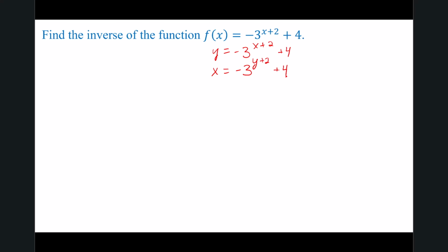To solve for y, I first need to subtract 4 to get that exponential part by itself. So I have x minus 4 equals negative 3 to the y plus 2. Then I'll multiply everything by negative 1, and I get 4 minus x equals 3 to the y plus 2. Now I'm going to change this to logarithmic form. I need that y out of the exponent, so if I change it to logarithmic form, then I'll get that y out of the exponent.